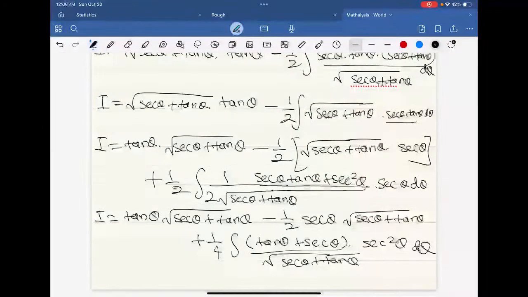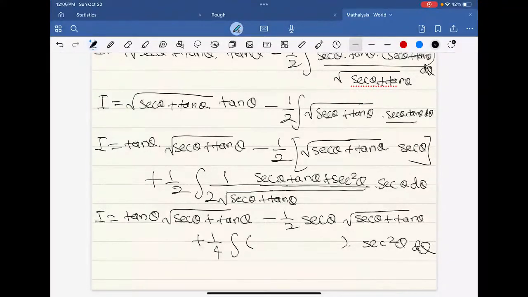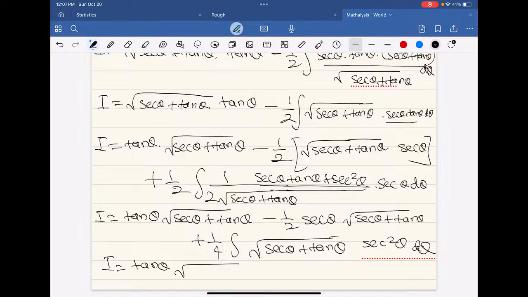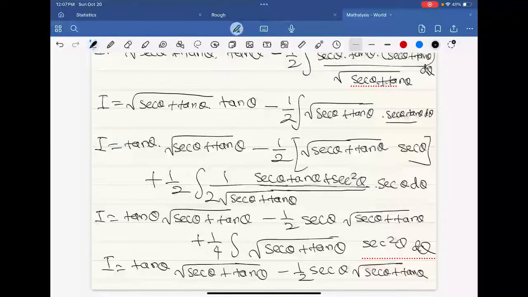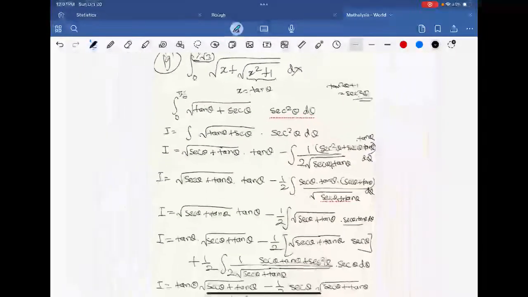Now this will just be cancelled out, so we get square root of sec theta plus tan theta. Now notice that this is the original integral, so we have I is equal to tan theta times square root of sec theta plus tan theta minus half of sec theta times square root of sec theta plus tan theta plus 1 by 4 times, this is the original integral, right? Yeah.